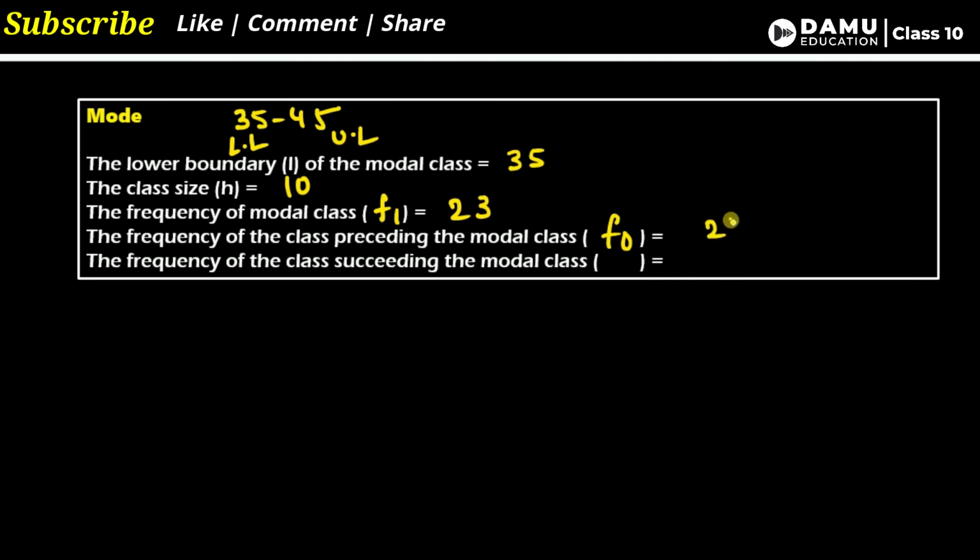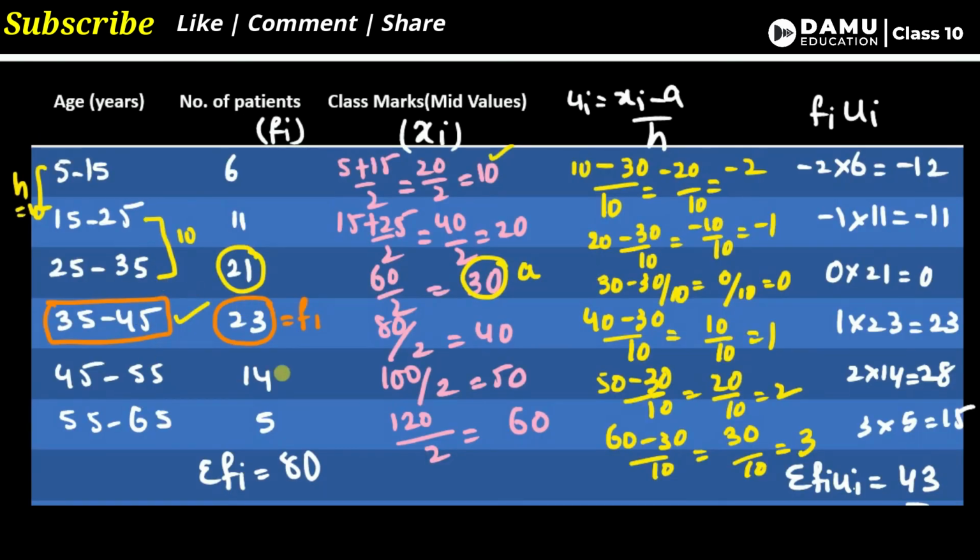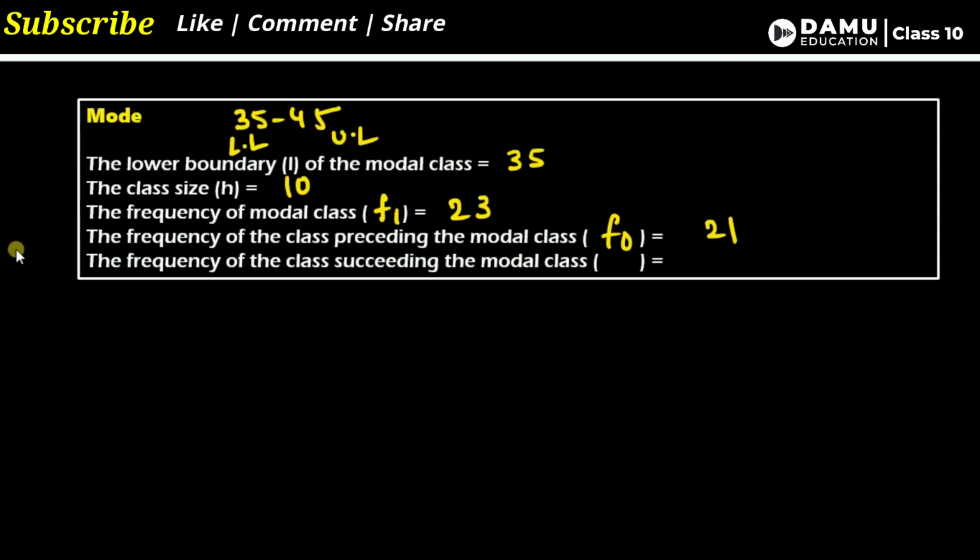The frequency of the class successive to the modal class: after that, 14 is there. Successive means after this, 14 is there. So that one is nothing but F2, and that is 14. So these are the values. Let's find out the formula for the modal class.